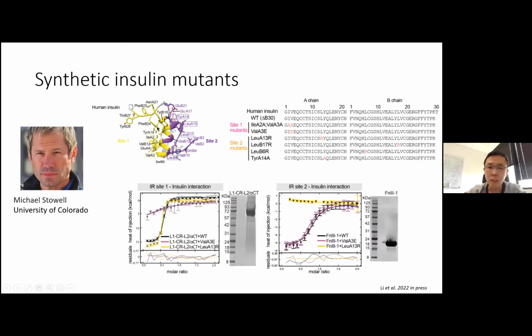Okay. Firstly, we confirm those insulins are indeed site selective. So we performed the ITC experiment, and you can see the insulin SET2 mutant can still bind to the insulin receptor SET1, but cannot bind to SET2 anymore. Similarly, the insulin SET1 mutant can still bind to SET2, but cannot bind to SET1 anymore. So this just confirms the mutation works.